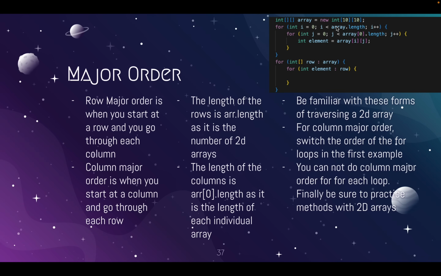So here's just some quick code on the row major, column major order, how to traverse it.